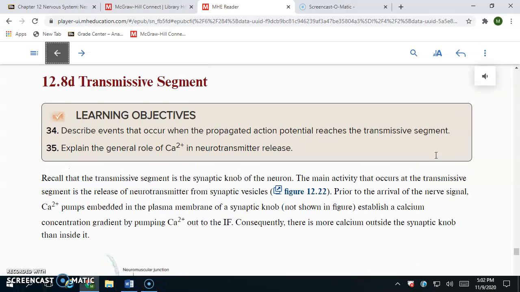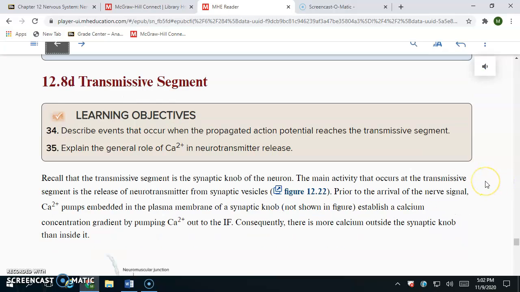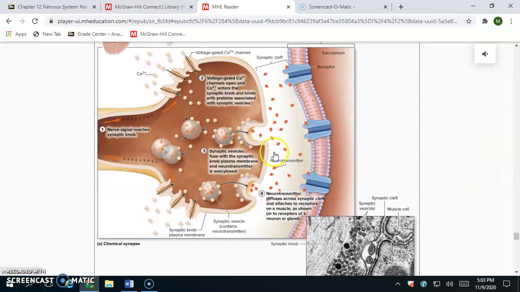They do talk about what's happening at the axon terminals or synaptic bulbs, which we call the transmissive segment of a neuron. And this shows the axon terminal and the steps that we talked about when we talked about the events at a neuromuscular junction for Chapter 10. So that's a little bit of a review, but realize that you need to still understand what's going on at a chemical synapse, and know the role of calcium as well in that process, which we've talked about before.